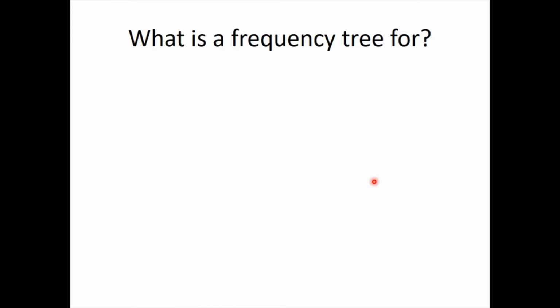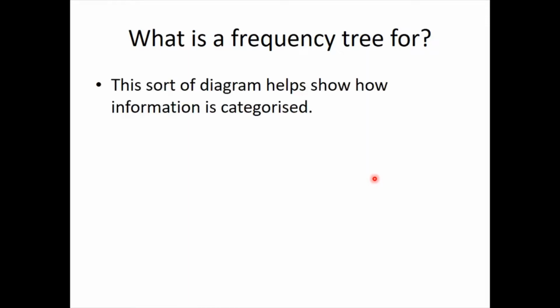So, what is a frequency tree for? A frequency tree is a diagram that helps you show how information is categorized. So usually it will accompany a paragraph or maybe a few sentences of information. So, similar to a two-way table question, it might say there's 100 people were asked whether they like Marvel or whether they like DC films, and 60 of the people were women and 40 of the people were men. And these are the answers. So you've got enough information there.